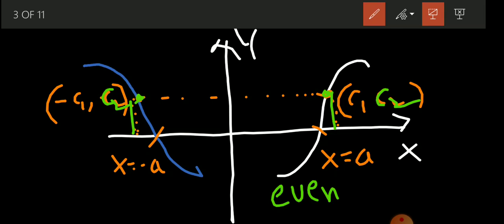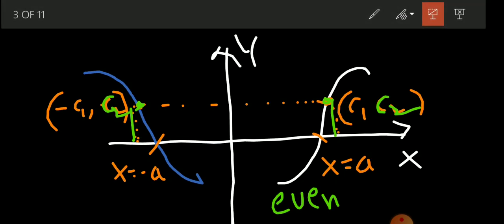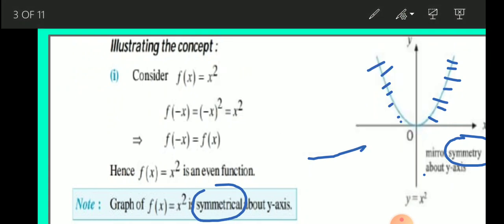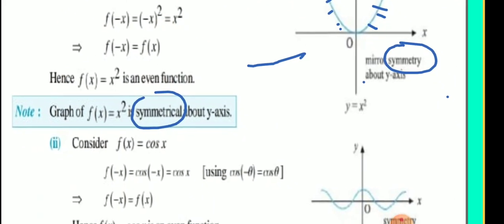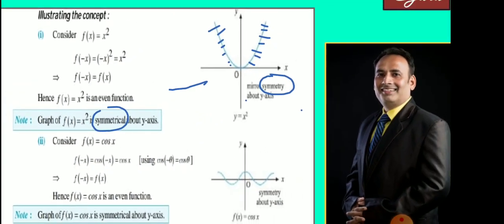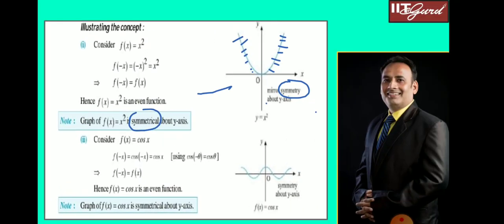Okay, it's fine. Let's take some more examples. Like here, you see this one. This is f(x) equal to x square. And here, if you see this one, f(x) equal to cos x. In trigonometry, cos x is also an even function. It means cos x is symmetric about the y-axis, and its reciprocal, sec x, is also an even function.